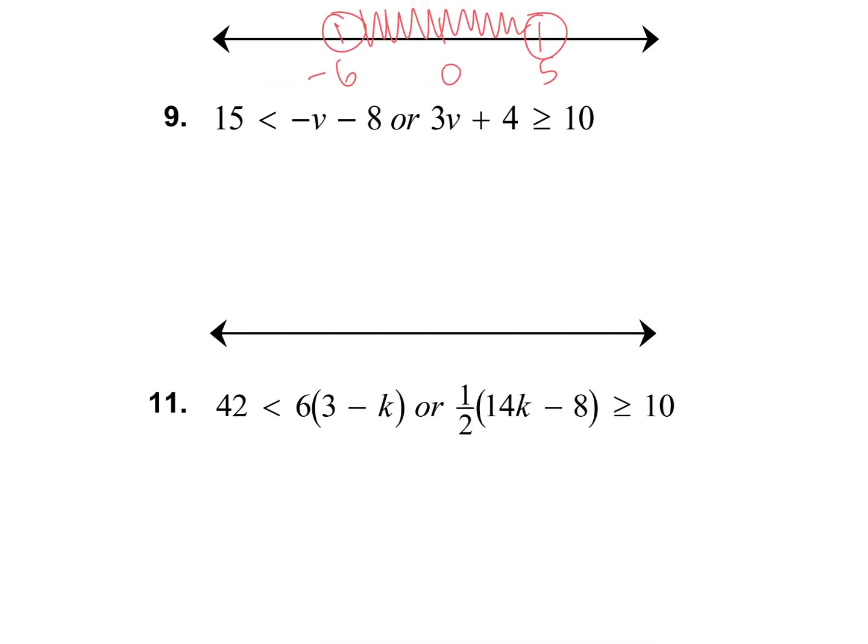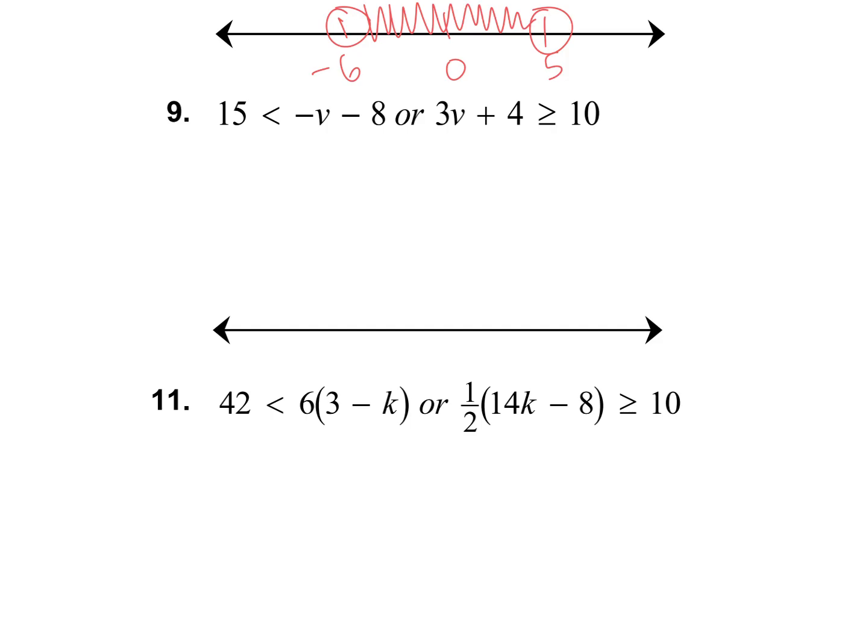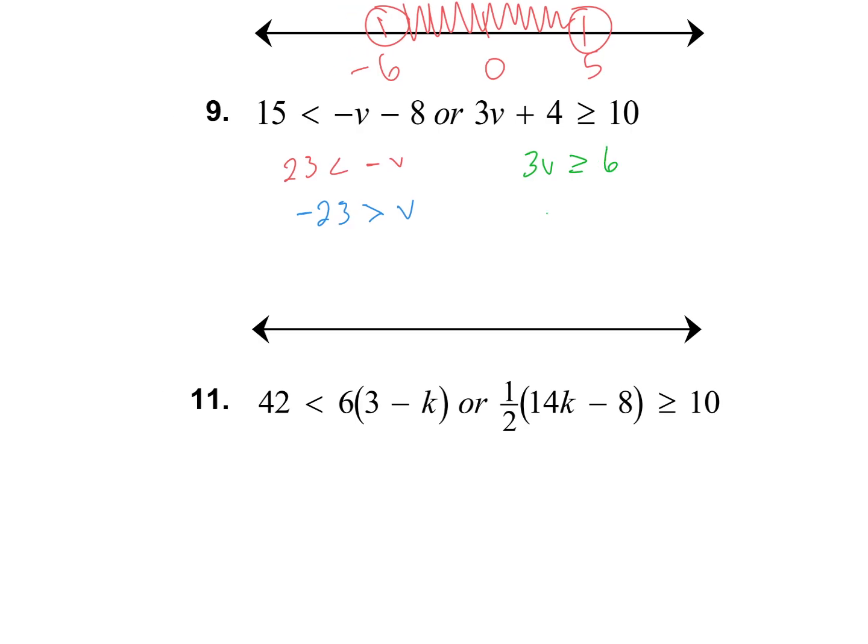15 is an or. I'm going to add 8 to get 23 is less than -v. Multiplying by -1, I get that -23 is greater than v. And over here, subtract 4 and divide by 3, like that.